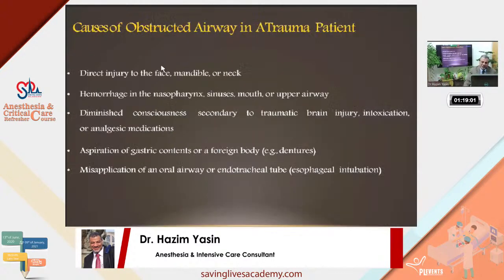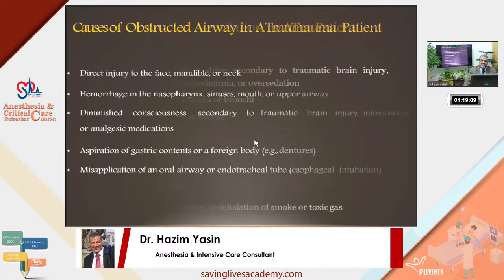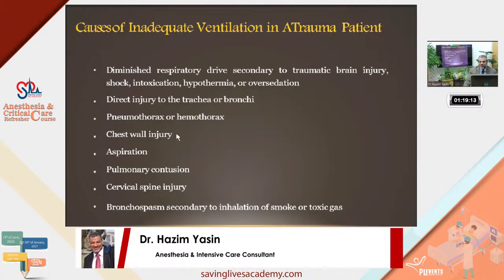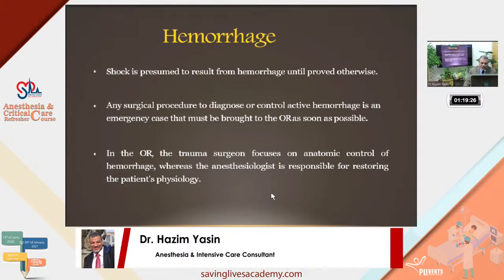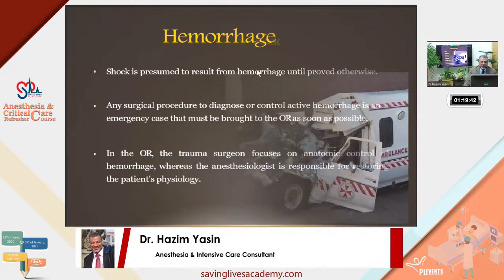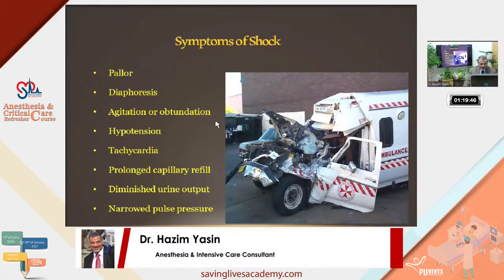The causes of obstruction, as we said, are direct injury to the airway, to the tube, hemorrhage, diminished consciousness, and all of this can happen during the transportation from the ED to the radiological department, or from the ED to the OR. Pulmonary contusion can happen. Also, a great challenge for any anesthetist is continuous hemorrhage, which cannot be controlled by the surgeon. So, the anesthetist can keep permissive hypotension, but with clear perfusion and with good monitoring of urine output. Symptoms of shock: the pallor, the diaphoresis, the hypotension, the tachycardia, prolonged capillary refill, diminished urine output, narrow pulse.